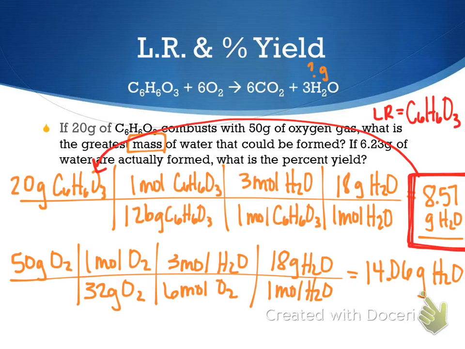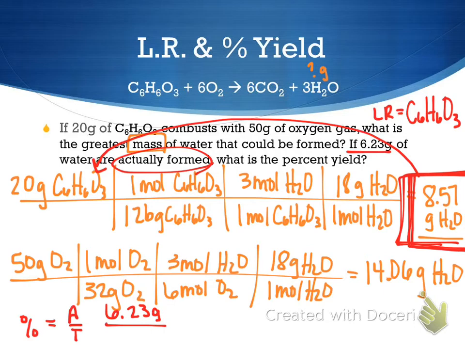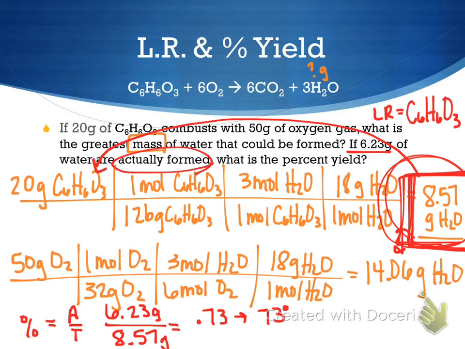The second part of our question asks, if 6.23 grams of water are actually formed, what's the percent yield? So percent yield means percentage equals actual over theoretical. The actual yield was given to us, 6.23 grams. The theoretical yield always comes from our T-chart, and more specifically, it has to come from the T-chart of our limiting reactant. You can't just pick which one of these is your theoretical yield. It has to be this 8.57 because it comes from our limiting reactant T-chart. So 8.57 grams, we do that math, and we get 0.73, which translates to 73% yield.